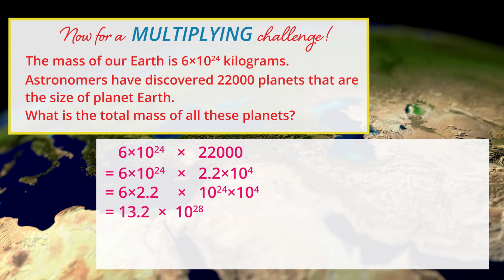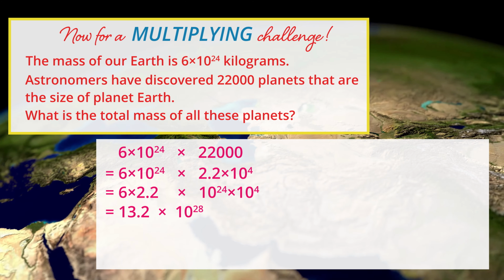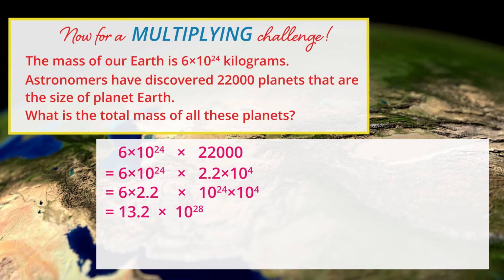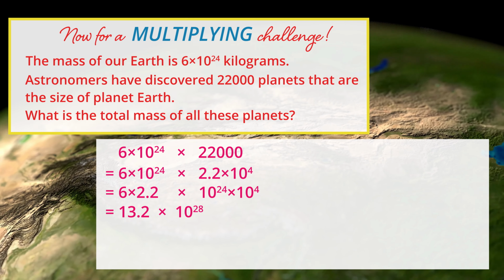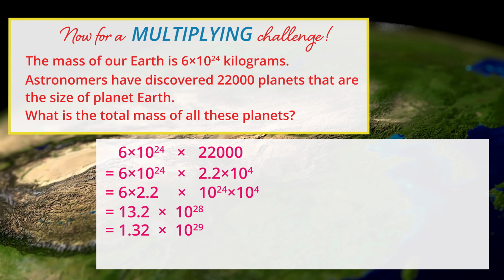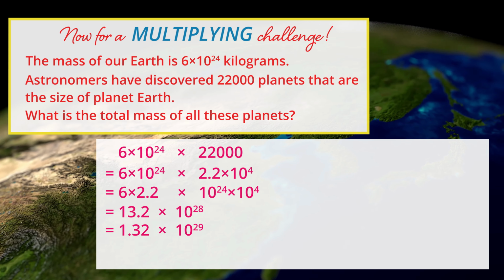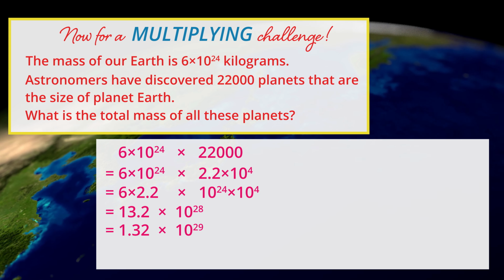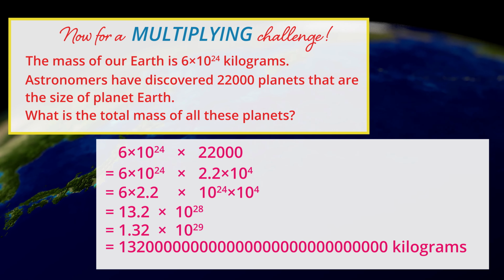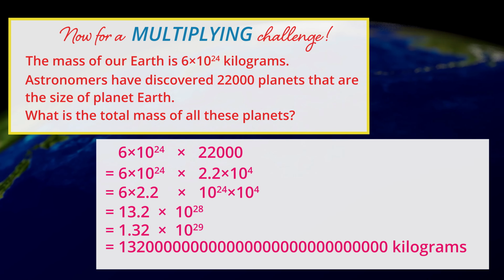There's one more step. The first part, the coefficient, must be between 1 and 10. So we divide 13.2 by 10 to get 1.32, and then give that 10 to the second part, so the second part becomes 10 to the exponent of 29. Look at what the mass of all these planets is in ordinary numbers.